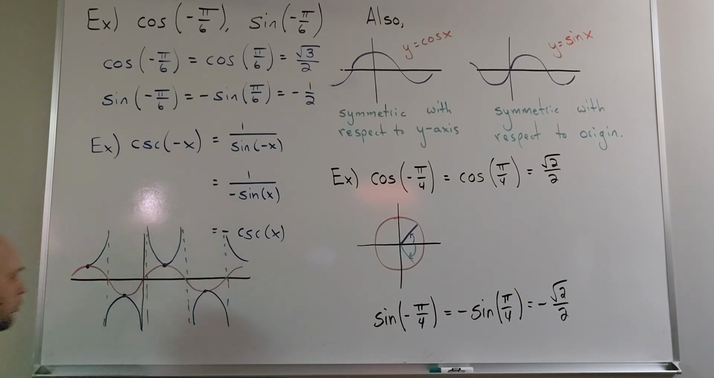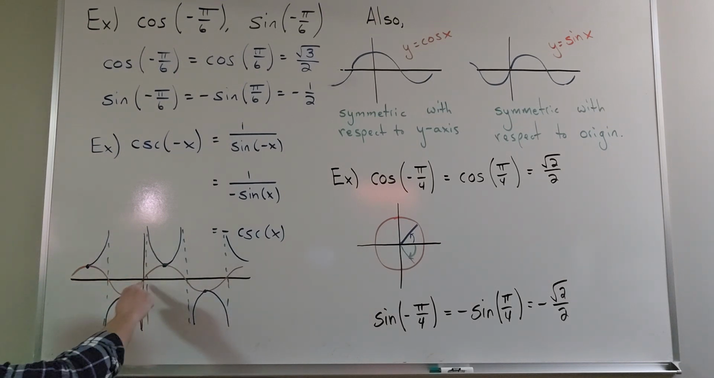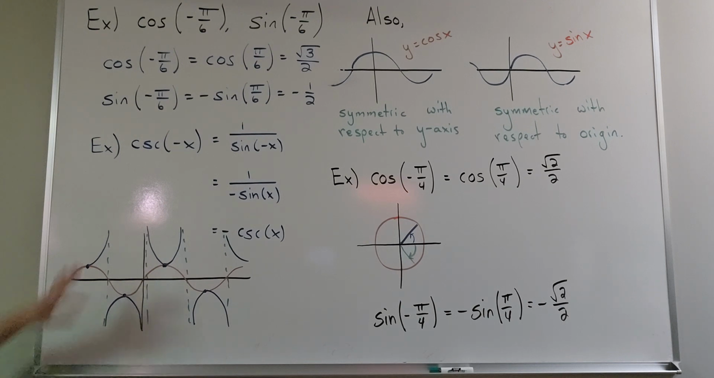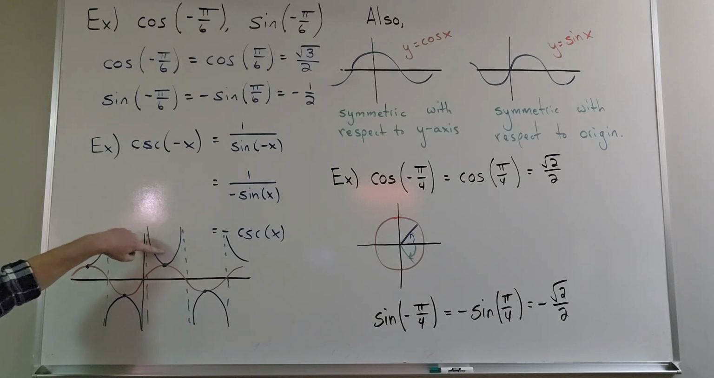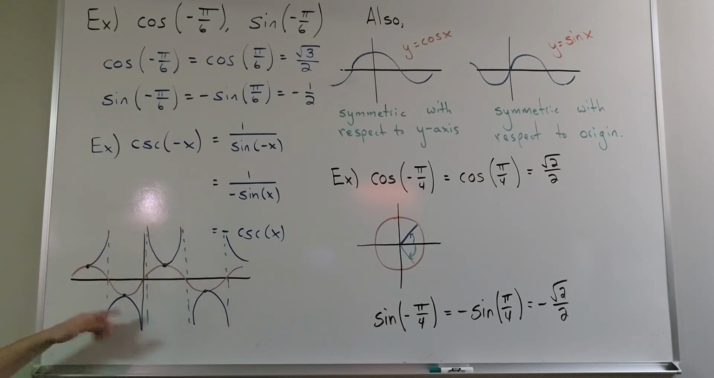Okay, so just really quickly, this blue graph would be the graph of the cosecant, and we can see that it's symmetric with respect to the origin. If I take this parabola-ish shape and rotate 180 degrees, this one that opens upwards would match this one that opens downwards. Same thing as I expand to the left and to the right.